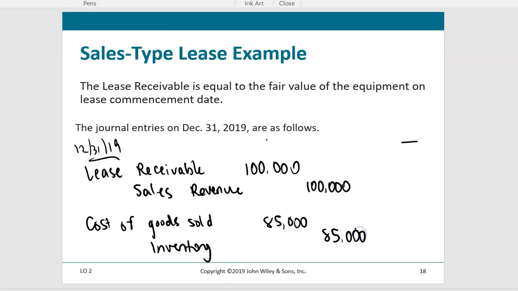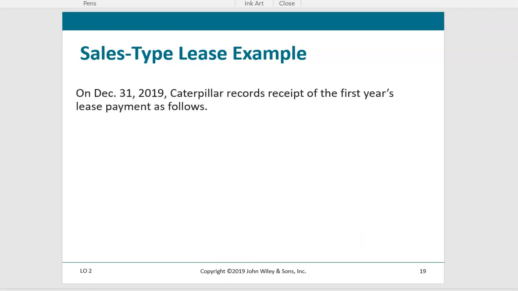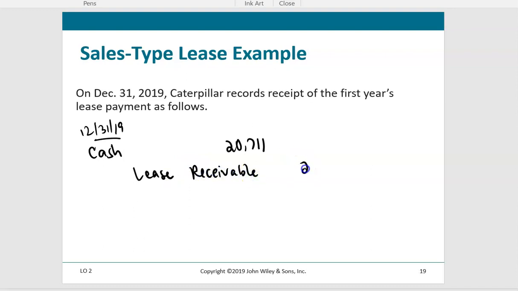And then there's one more entry to record on that first day because that first lease payment is going to be received by Caterpillar on December 31st, 2019. So on that same day, the company is going to record the receipt of the cash of 20,711, and the company is going to reduce that lease receivable by 20,711. So the same way that we tracked the balance in the lease liability, we're going to do something similar each period and track the balance in the lease receivable.